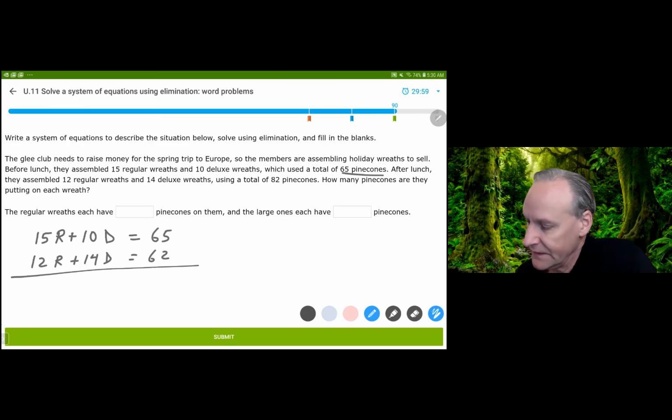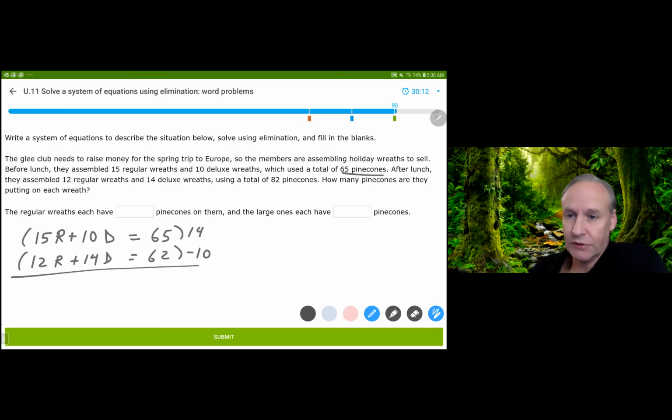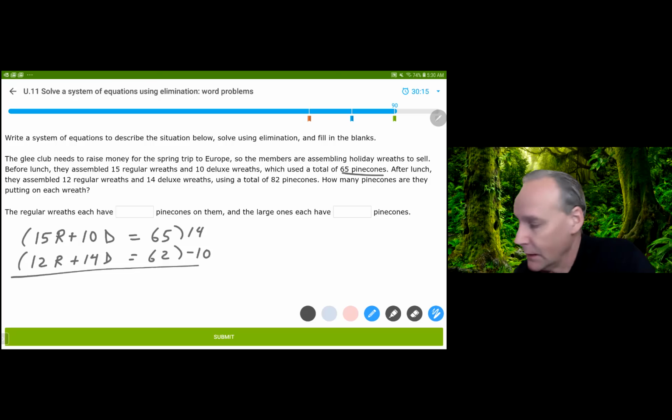I'm going to go ahead and use the 10 and the 14 for a good reason. I'm going to multiply the top one by 14 and the bottom one by -10. And the reason I chose 10 is because it's easy to multiply by 10. That's why. Okay. So 14 times 15 is going to be 210R plus 14 times 10 is 140D, of course. And 14 times 65, I'm going to use the calculator. I'm lazy. 5 times 14. I probably shouldn't have. 910.